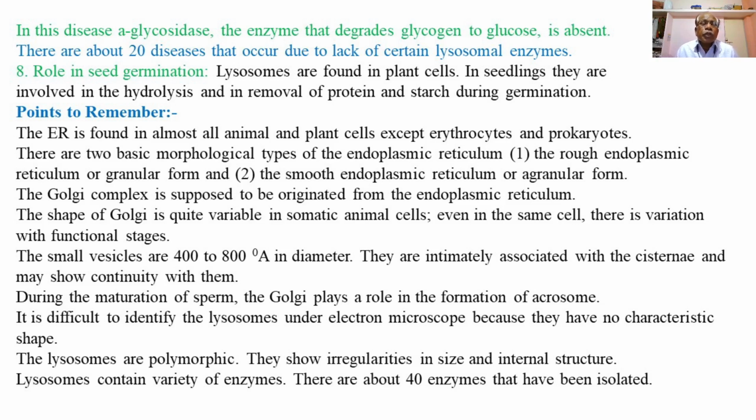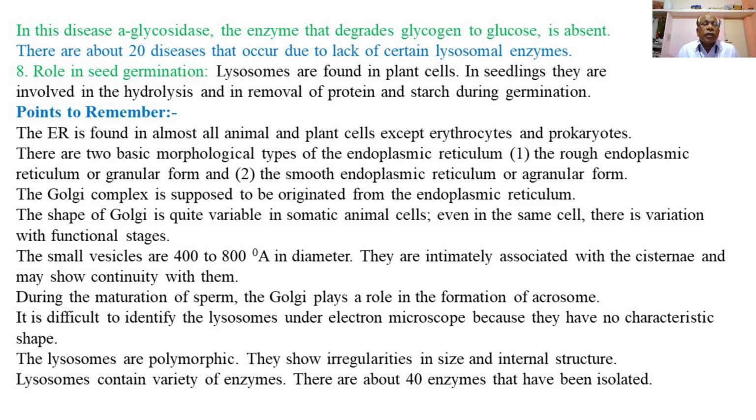During the maturation of the sperm, the Golgi plays a role in the formation of the acrosome. During the maturation of the sperm, that is spermiogenesis, the round spermatid transforms into an active motile sperm or male gamete. The Golgi complex plays an important role in the formation of the acrosome in the head region of the sperm.